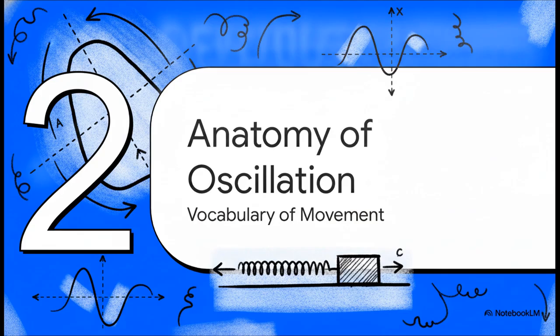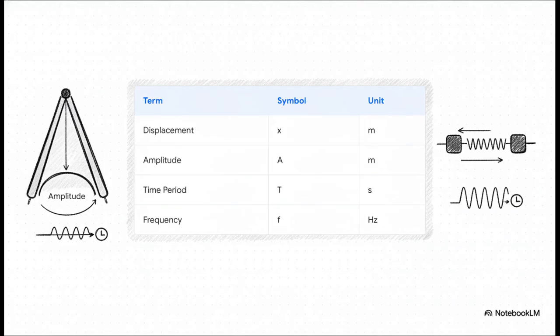All right, moving right along to Section 2, the anatomy of an oscillation. To speak like a physicist, we need to make sure we're using the right vocabulary. If you're taking notes, you'll definitely want to jot these key terms down. You especially need to know the difference between how far an object travels, which is amplitude, and how fast it repeats that journey, which is frequency. Displacement is simply the distance and direction from the center. Amplitude is the absolute maximum displacement, literally the furthest the object ever gets from home base.